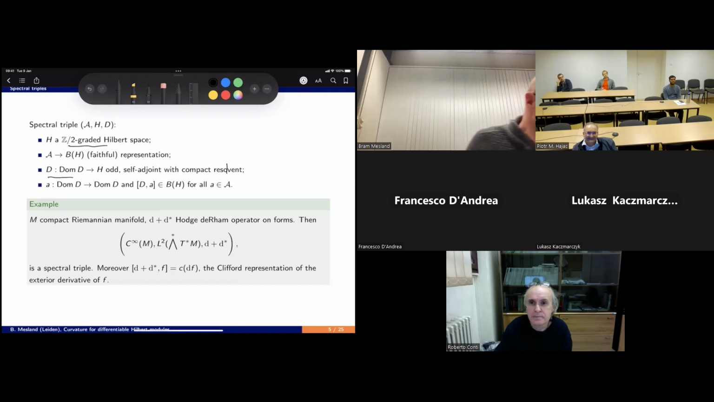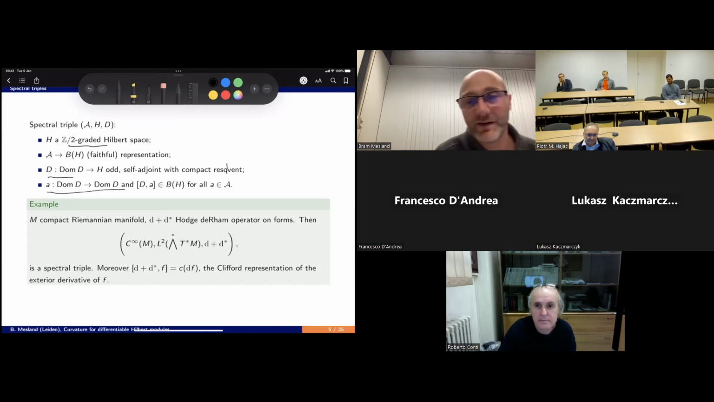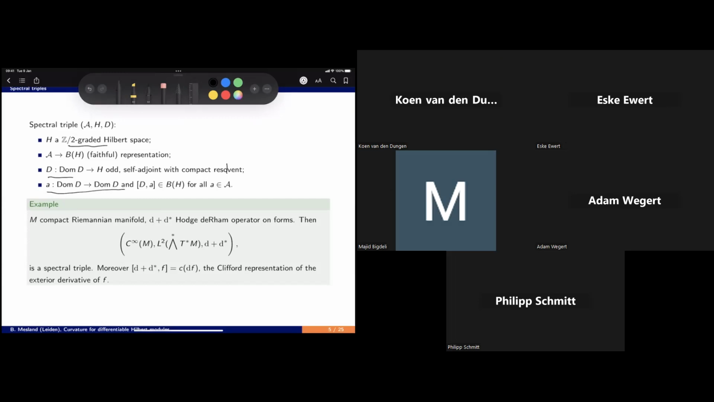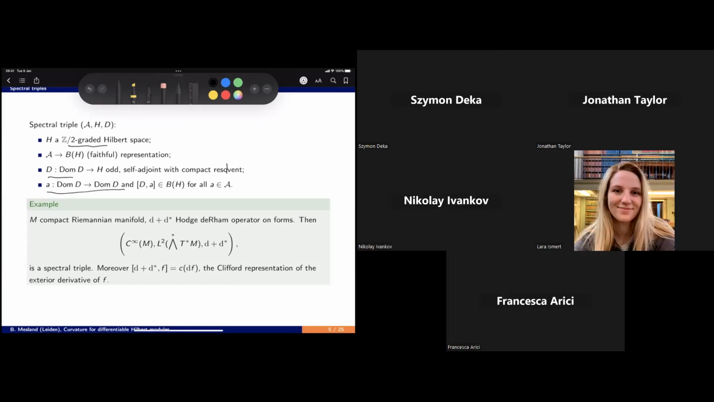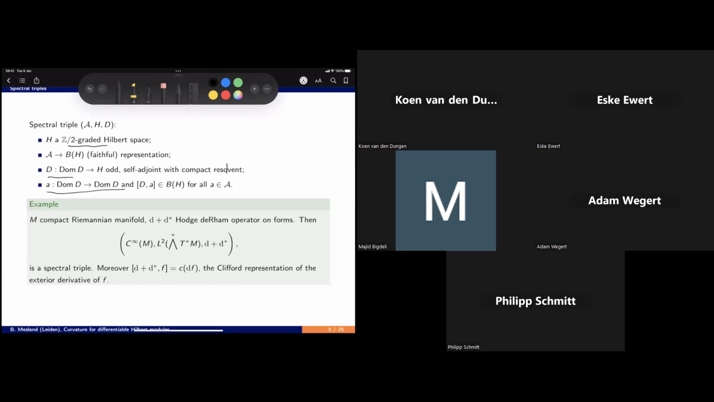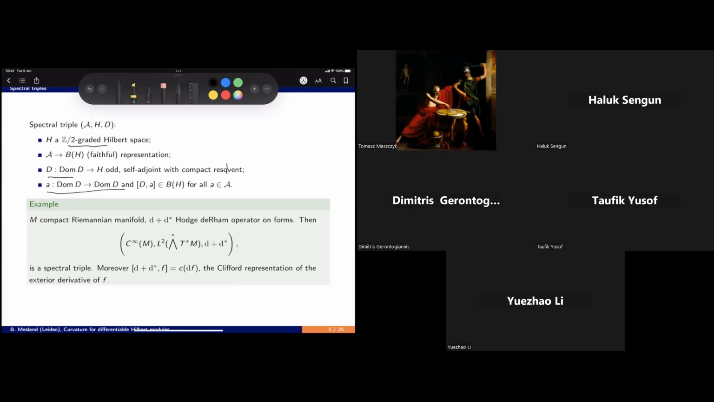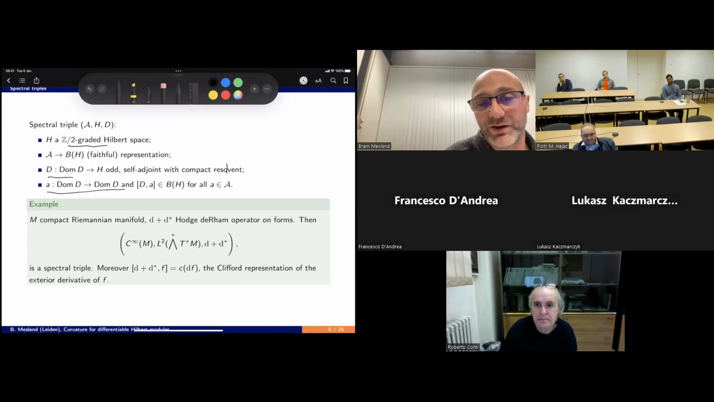And then the fourth axiom here is that the elements of my algebra, curly A, and so here it's important that I prefixed my algebra so that I will not assume that it's a C-star algebra, but more something like smooth or differentiable functions, so that A preserves the domain in this representation, and the commutators of D and A extend to operators that are bounded on H.